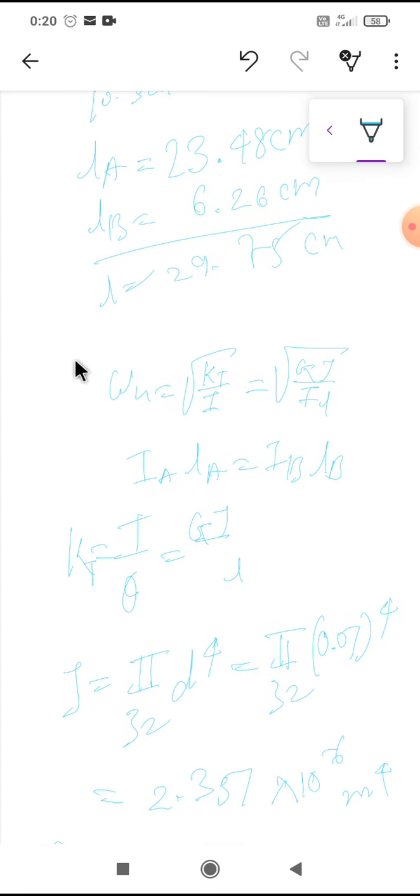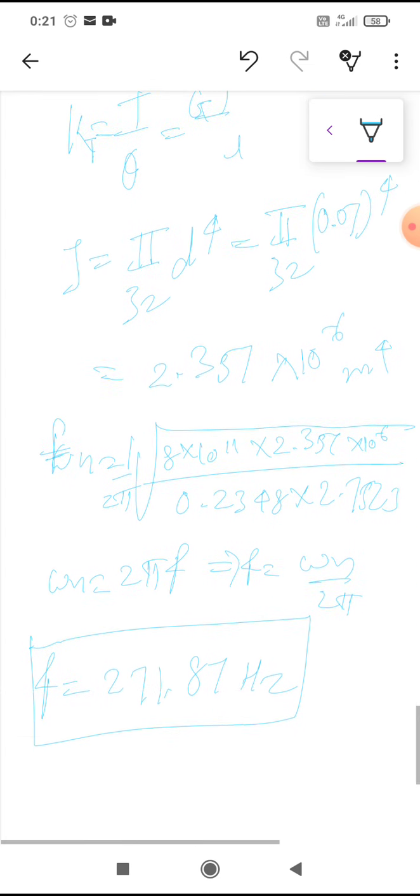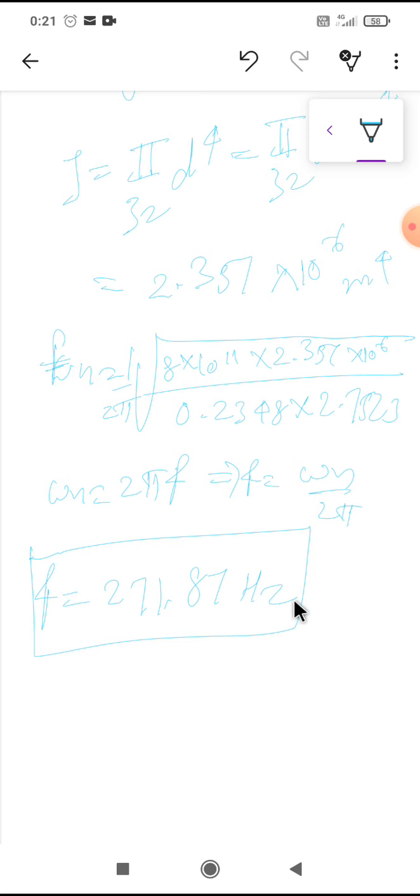Now we have to find omega n of the system. The value of omega n will be under root kt by I, that is G J by I L. So we have G, yes. We have IA LA, yes. We can use IA LA or IB LB, both are the same in multiplication. Do we have J? No. So how can we find J? J we can find by this formula, pi by 32 d raised to 4. The diameter we have taken as the equivalent diameter is 0.07 meter, that is 7 centimeter. With this the frequency will be 271.87 hertz.